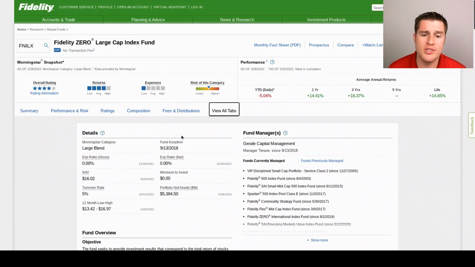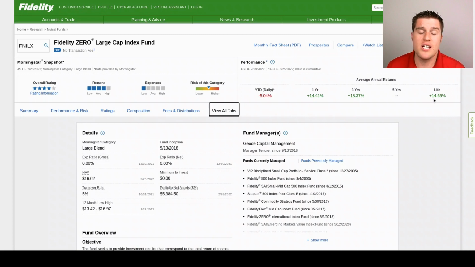large one. So again, it talks about the overall rating. It's 4 out of 5. Its returns are average or above average with a low expense ratio. You can essentially call this a zero expense ratio. It gives you the returns year to date, 1 year, 3 years. It does not have 5 years or the life of the fund.